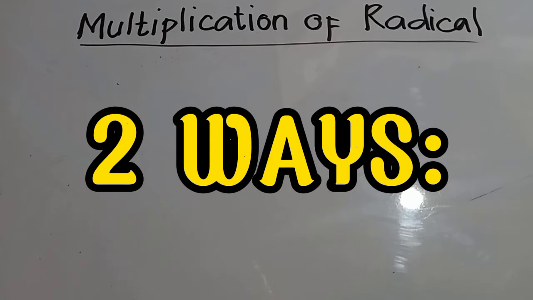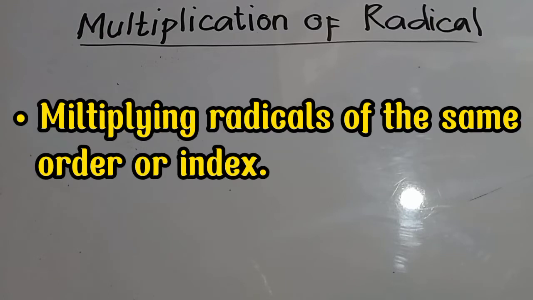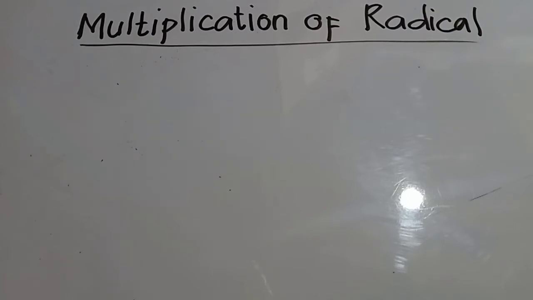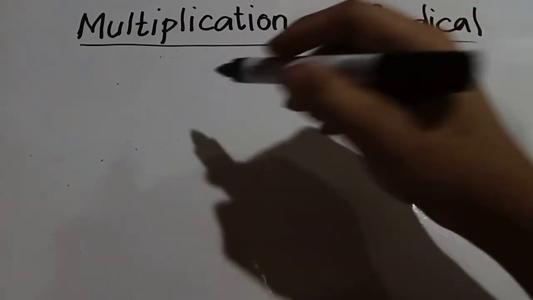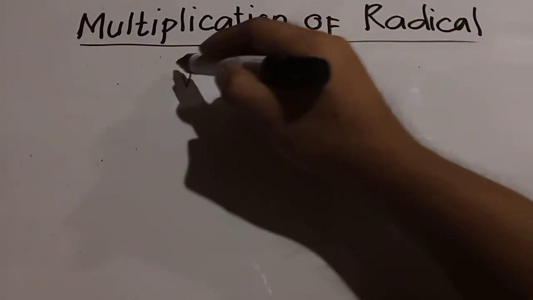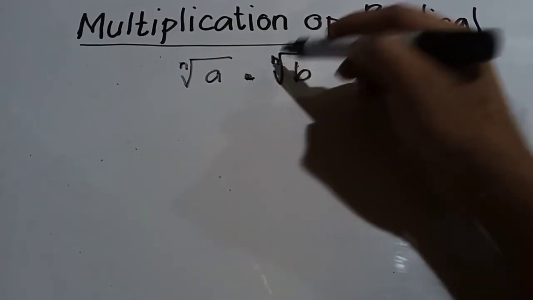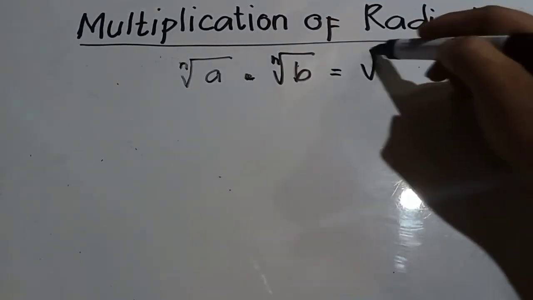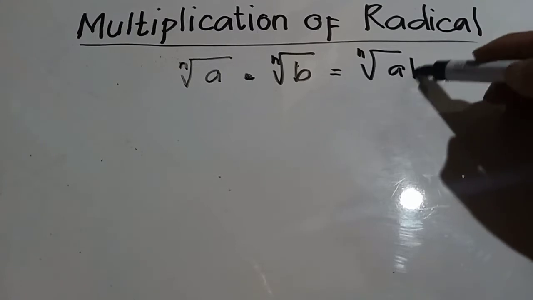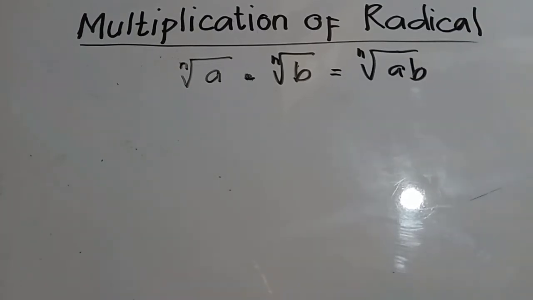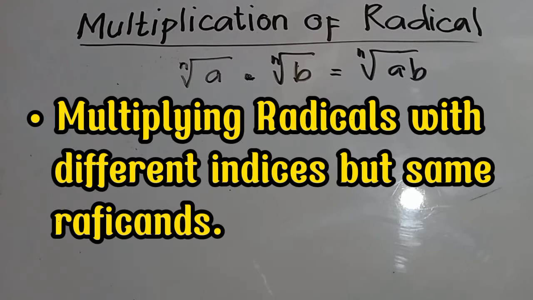So, una, ibigay ko ang unang way, multiplying radicals of the same order or index. So, meron po tayong formula for that. So, you have the nth root of A times the nth root of B equals the nth root of A times B. Alright, nakuha? Okay, ang pangalawang way, multiplying radicals with different indices but same radicals.